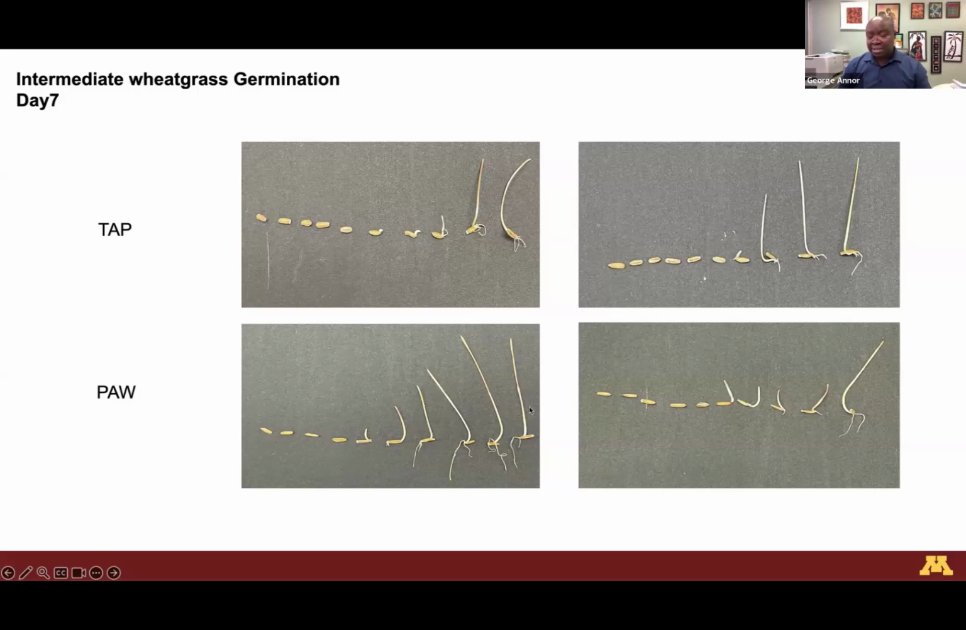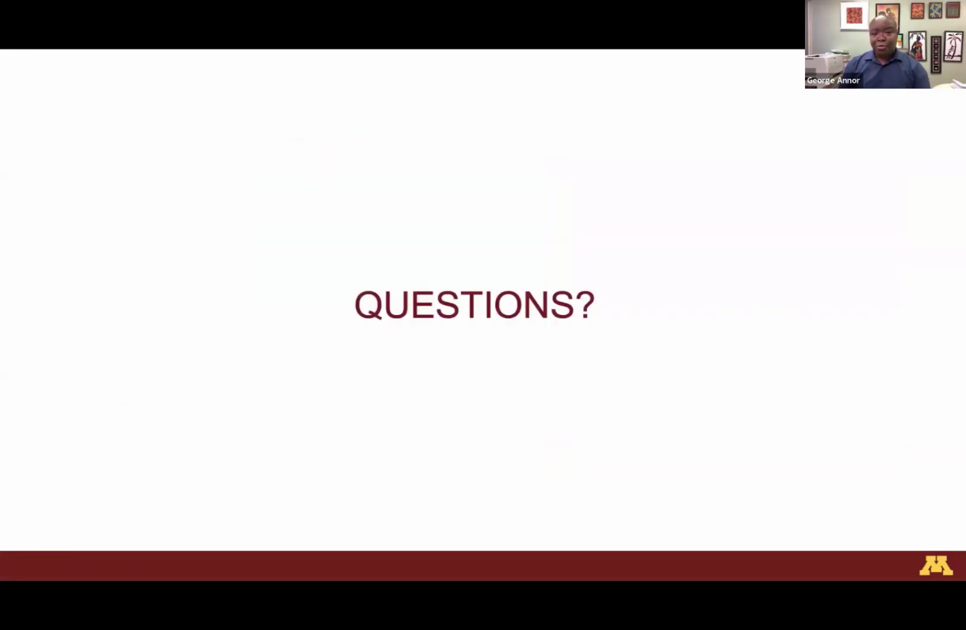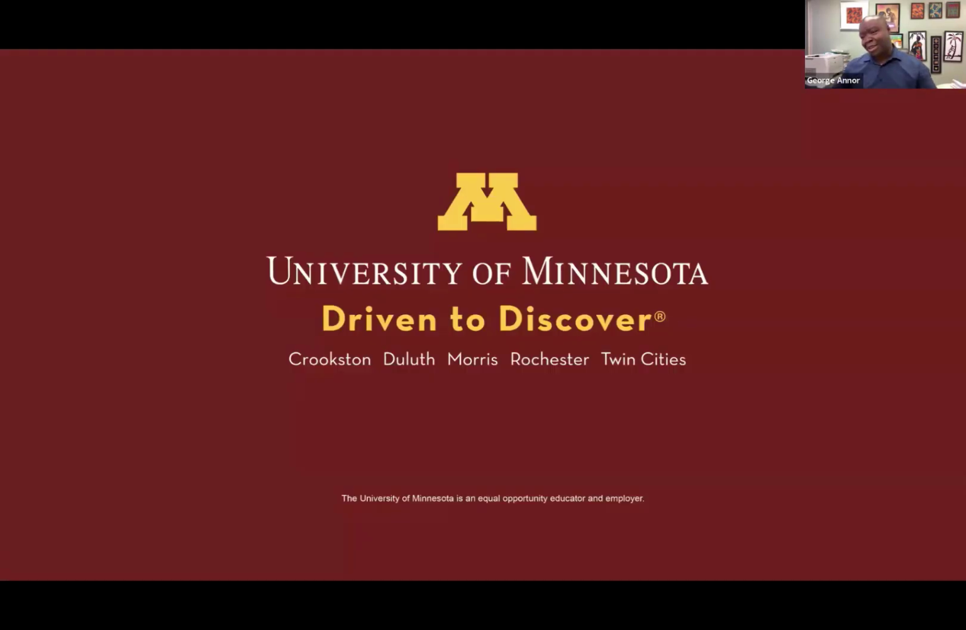So for us, this is a very good thing to see because now we can probably explore the use of PAW to stimulate the germination of this intermediate wheat grass for a lot of applications, especially for malting, for beer making in general. So this is what I have to share. If there are any questions, I'm happy to answer them. And of course, happy to share that I'm from the University of Minnesota.